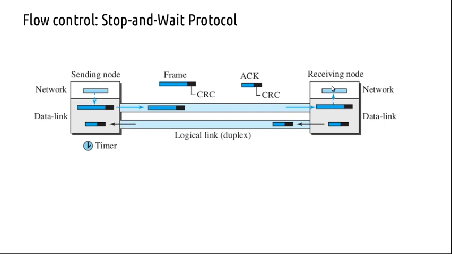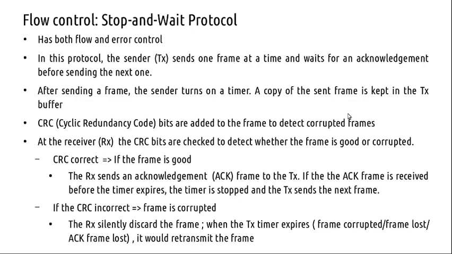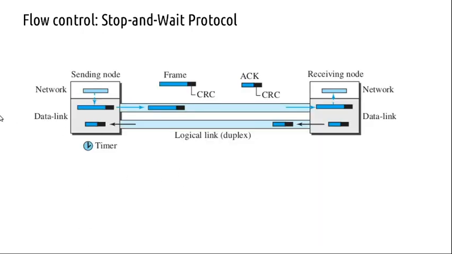Else, it is assumed that the packet is damaged. That is what is mentioned here. If the CRC is correct, the frame is good. If the CRC bit is incorrect, the frame is corrupted, and it will just discard that frame. Discarding the frame means it won't send out an acknowledgement. An acknowledgement says, I have got a frame. So an acknowledgement is sent if the frame is valid, correct, uncorrupted.